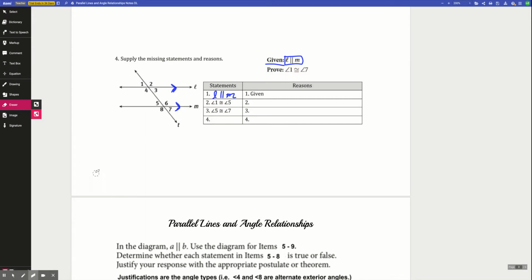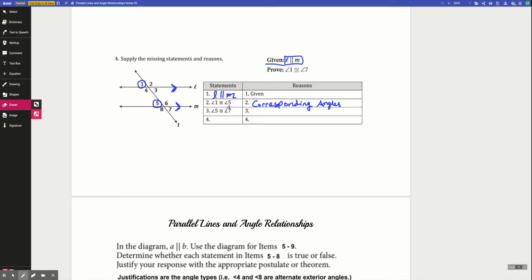All right, their next statement here, let me erase some of my lines. Their next statement here is that angle 1 is congruent to angle 5. Okay, so we have to ask ourselves, what in the picture tells me that that's true? Like, how do I know that? Which angle relationship is it? So 1 is congruent to 5 because they are corresponding angles. Okay, so these are corresponding angles. So that's the angle relationship. That's why they are congruent.